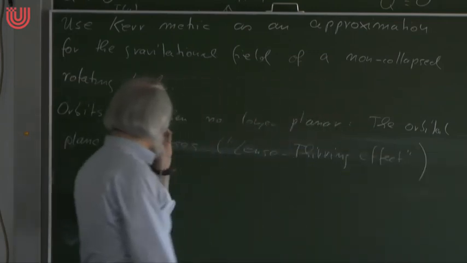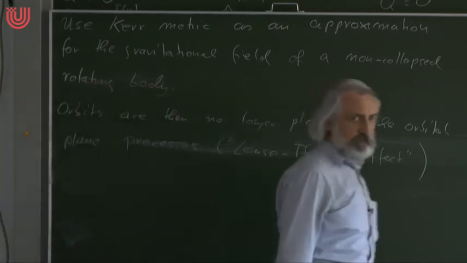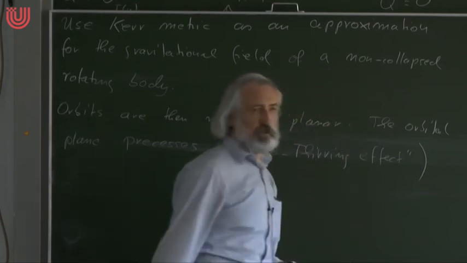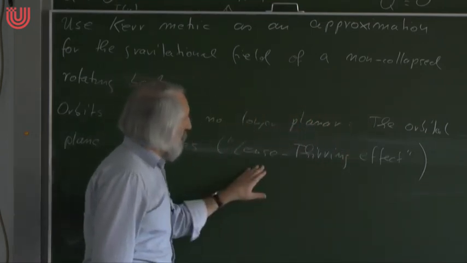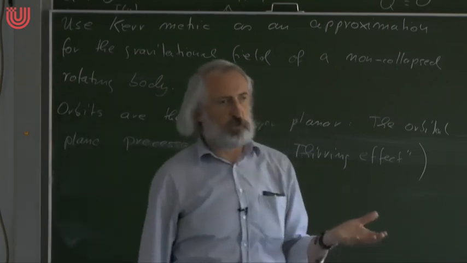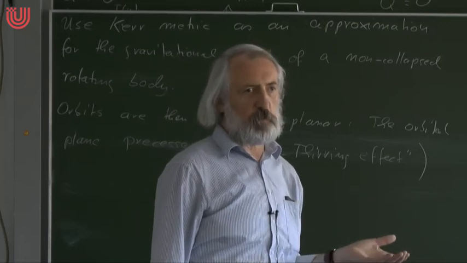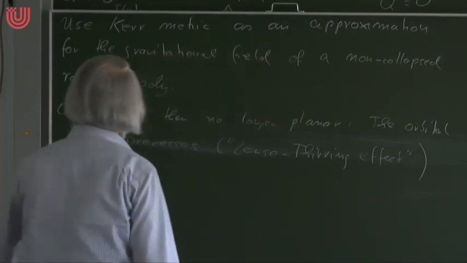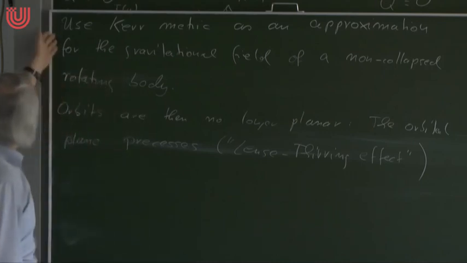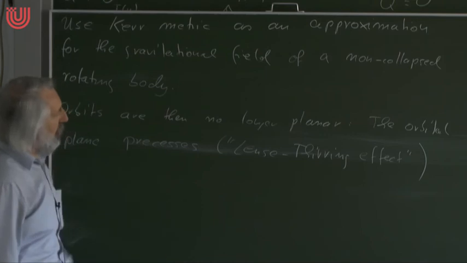Named after the two gentlemen who found this. Actually, they found this long before the Kerr metric existed. They found this around 1917, I think, 17 or 18. And what they did is they used a certain approximation, a weak field approximation. They didn't work with an exact solution. They worked with a weak field approximation. And this is exactly the realm where the Kerr metric can be used as an approximation for the gravitational field of a non-collapsed body. So this is a range where this approximation is valid.